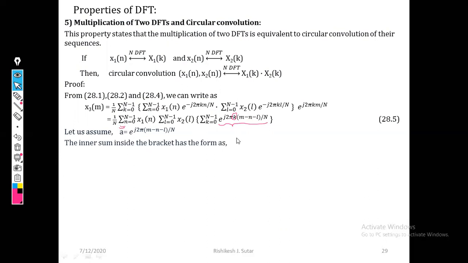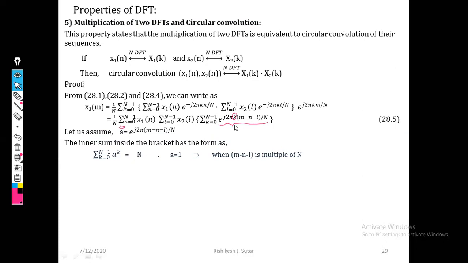So if I consider only this curly bracket, what I can write is summation k runs from 0 to n minus 1, and it is now a raised to k. I have written it as it is. This substitution I can put here, this a, and the remaining term is the k, so we can write it as a raised to k.